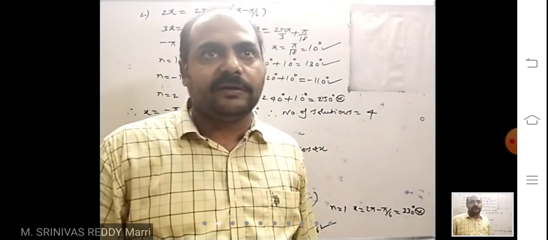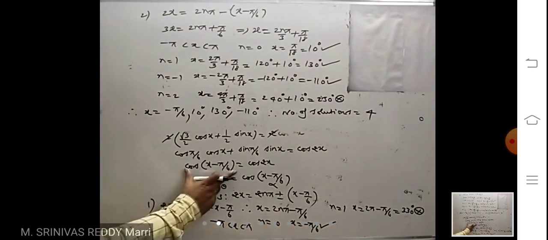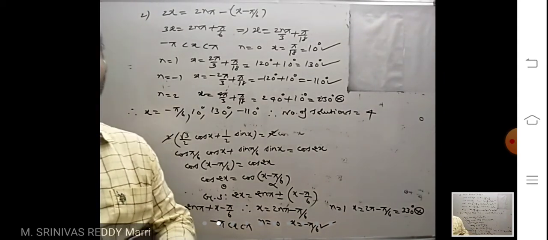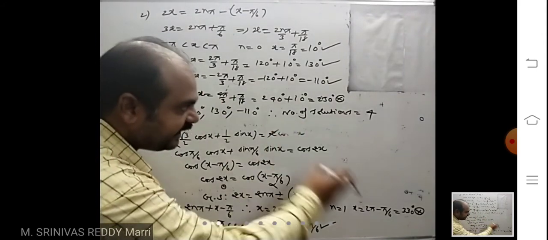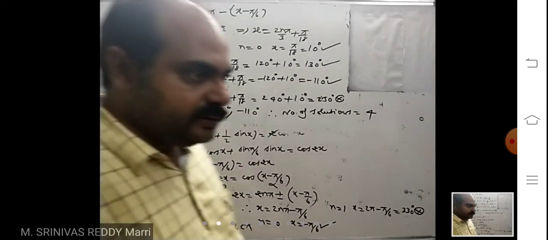Same application. A sin x plus b cos x. Multiply and divide with root of a square plus b square. Then it is brought to the form cos theta equal to cos alpha. From there you can write theta equal to 2n pi plus or minus alpha, and then next n equal to 0, 1, 2 and so on, like that. This step getting clarity is important. We will go to the next concept.